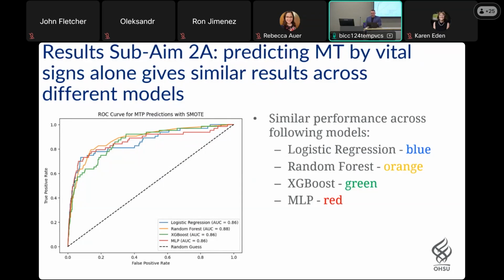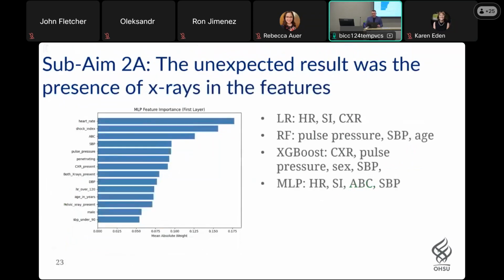So I had logistic regression shown in blue, random forest in orange, XGBoost shown in green, and MLP, which is the model of my interest, in red. They all performed about the same on this receiver operating curve. And then I looked at the features which they rank as important for identifying the people who need the blood transfusion. And I found something unusual.